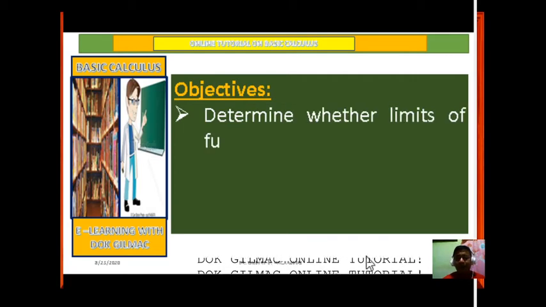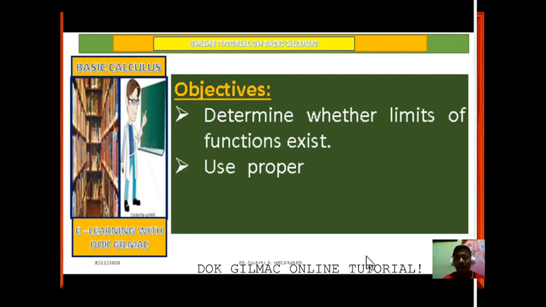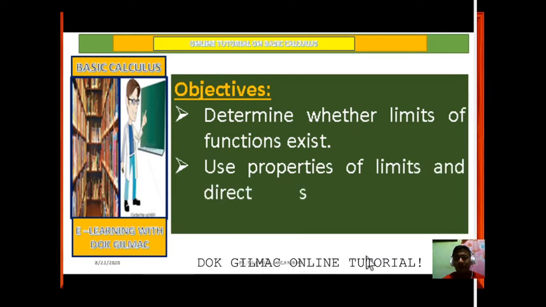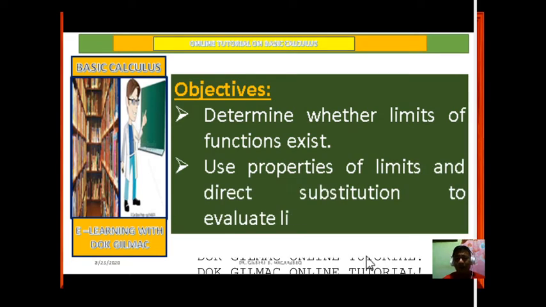Determine whether limits of functions exist. Use properties of limits and direct substitution to evaluate limits. These are just the two objectives of today's tutorial.